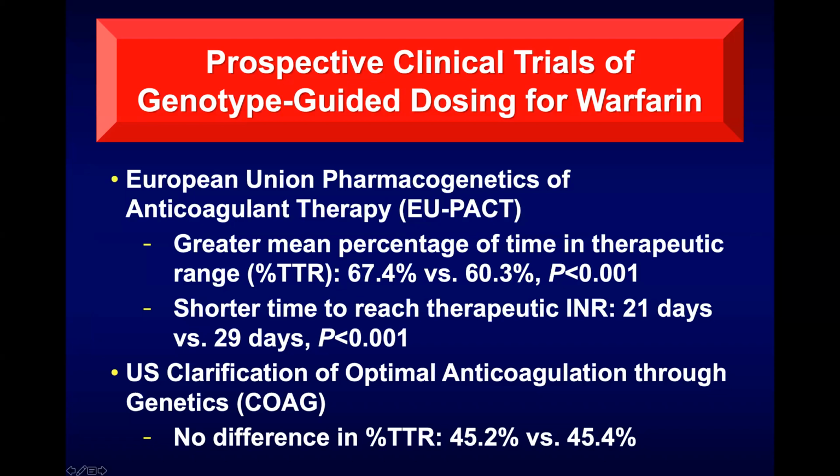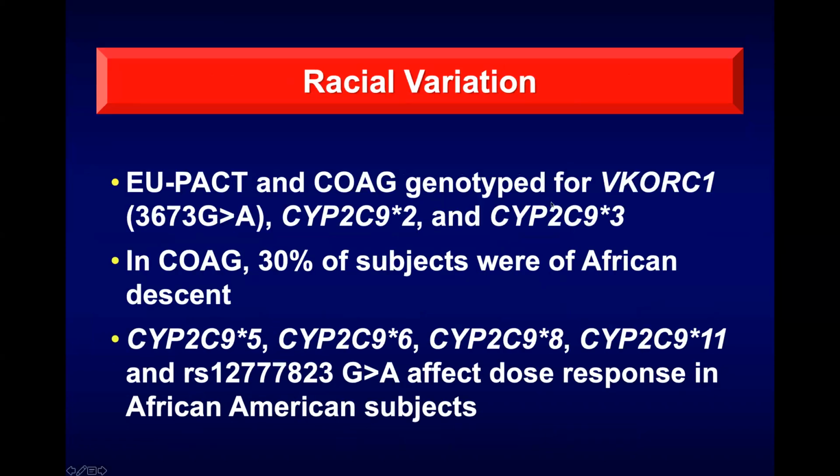Now, there was a US study that found no difference whether genotype information was available or not. So there was a bit of a difference between these two trials. And it turns out the reason for this was that in the case of the European trial, the patients were mostly Caucasians, whereas in the US trial, 30% of the patients were of African descent.